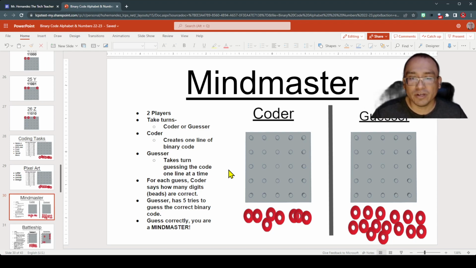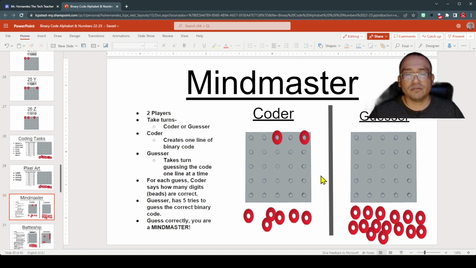Now, I know we've been learning what the binary code is for certain letters and numbers. You don't necessarily have to know it for this. You just have to put a code and then have the other person guess. So, here's how you do it. Player 1, coder, puts a code. And let's pretend this is what they put, okay? Standard rules basically means that the coder is going to put any line of code on one line, and then that's it. Okay? They're not going to do anything else for coding on their board.